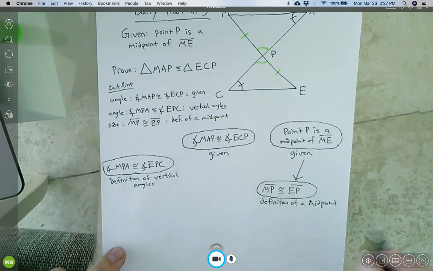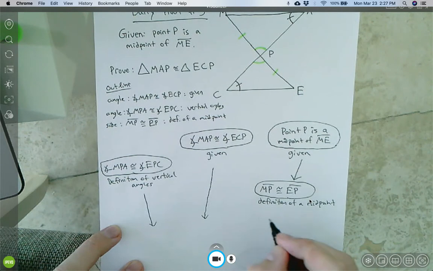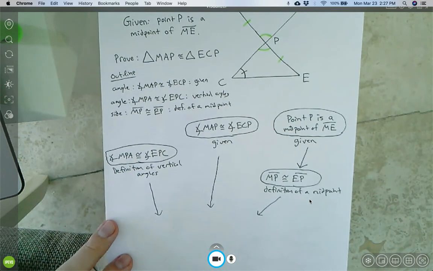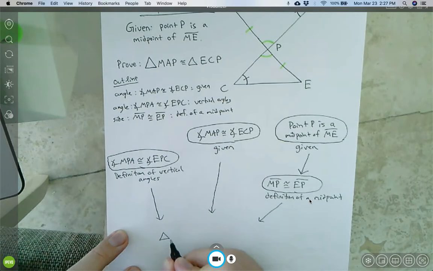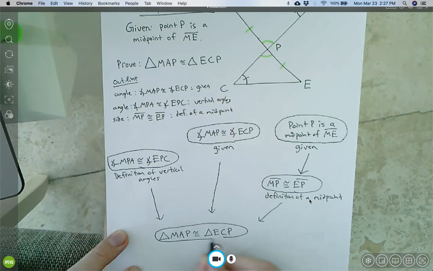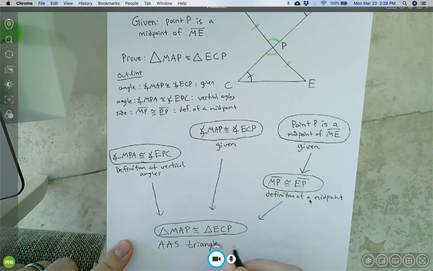All right, I think I have all three of my things right here. Now I'm going to draw some arrows right down here so I can put my final statement, my triangle congruent statement right here. Okay, so now I'm gonna write triangle MAP is congruent to triangle ECP. Circle, don't just leave that blank. We have to have a reason. Our reason is, what is this? This is an angle side here for us. Okay, by the angle side triangle congruence method.